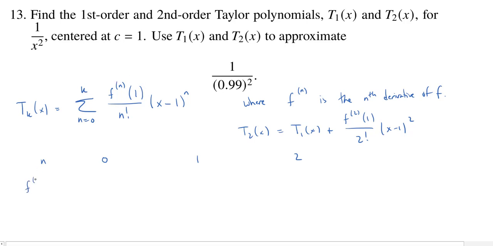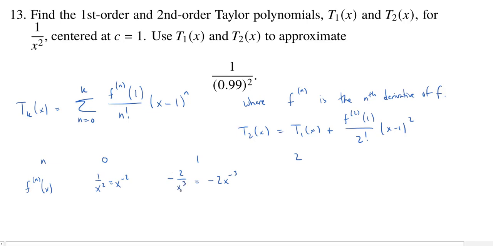Now, I'm going to have to know my derivatives. Let's write down the derivatives just at x, just the function. Recall that the 0th derivative just means the function itself, so this would be 1 over x squared. I'm going to write this as x to the negative 2 because I generally like to take derivatives when things look like this. Now I can take the first derivative and I'll get negative 2x to the negative 3, which is also negative 2 over x cubed.